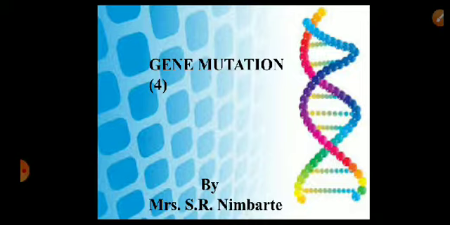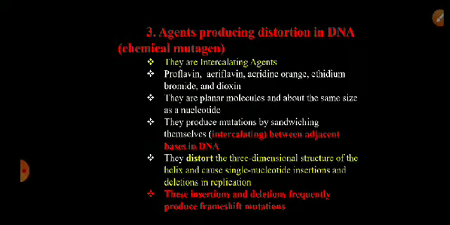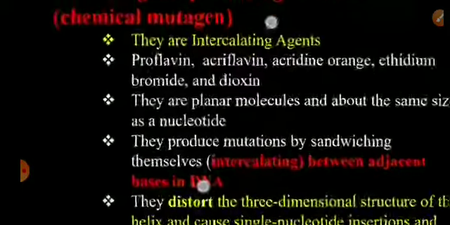And number two, we discussed agents that modify purine and pyrimidine bases, that is nitrous oxide, hydroxylamine and alkylating agents, and what is the effect of those agents on an organism. Right, now today we are going to discuss the third type of chemical mutagen, that is agents producing distortion in DNA. So let us continue.